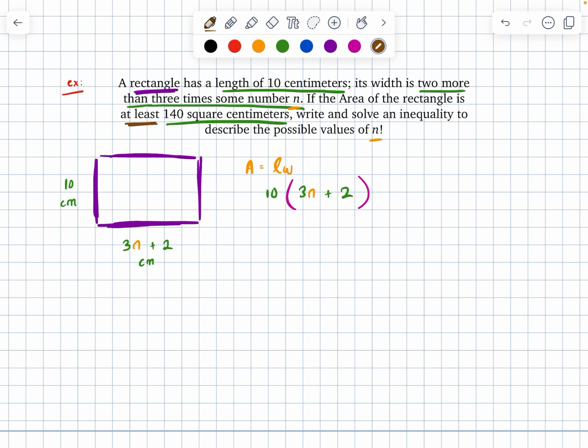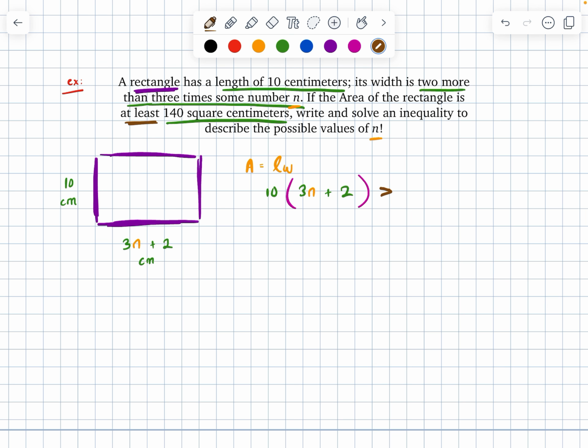So if I'm at least, again, remember your translation, at least tells me it's a minimum. So I could be bigger than that number. I could be equal to that number, but I need to be greater than or equal to 140. Again, if you need some time now to solve your inequality, be my guest. Pause the video and take as much time as you need. If you feel like you've got a good handle on it, don't bother pausing.